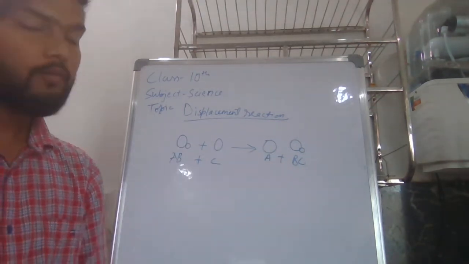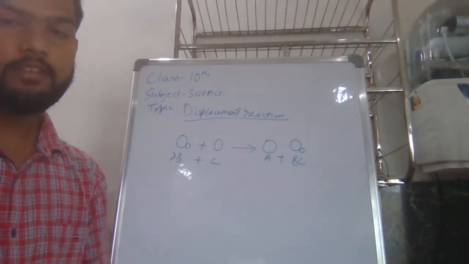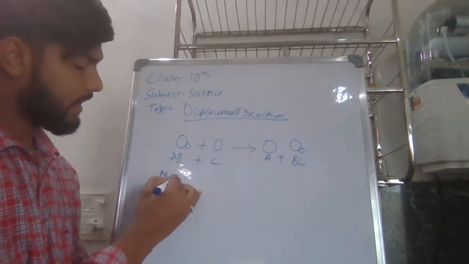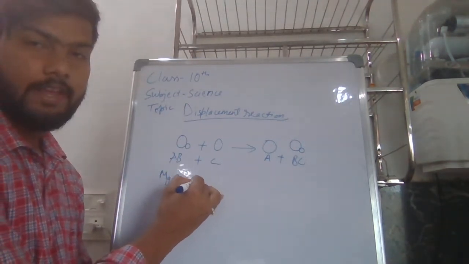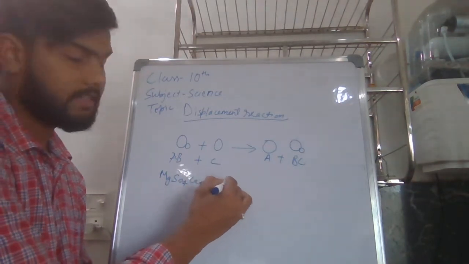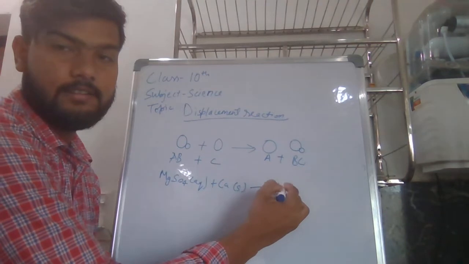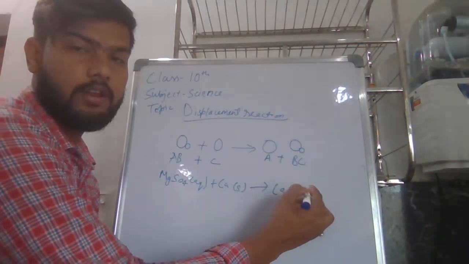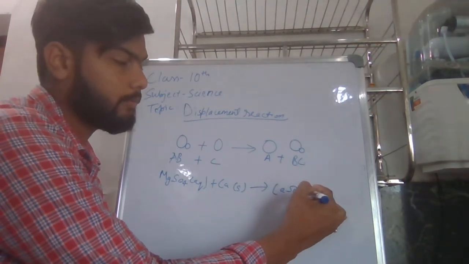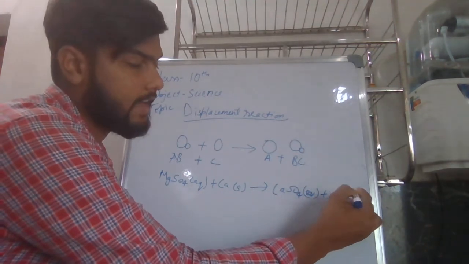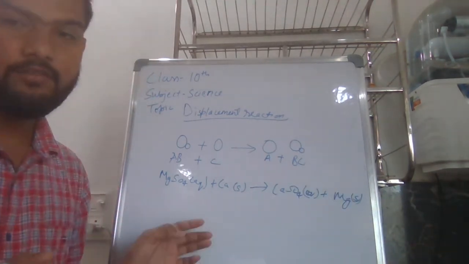For example, we will take one equation: MgSO4 (aq) plus Ca as its reactant gives CaSO4 (aq) plus Mg. So this is the equation for example.